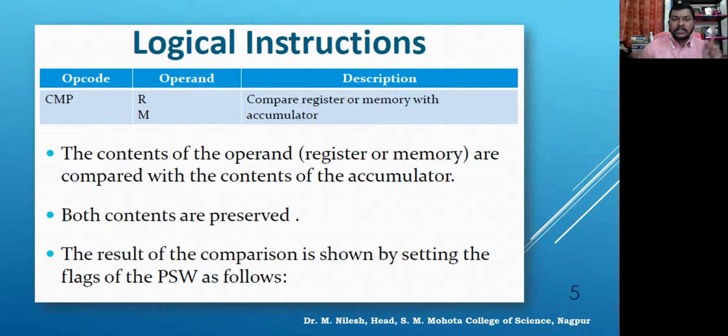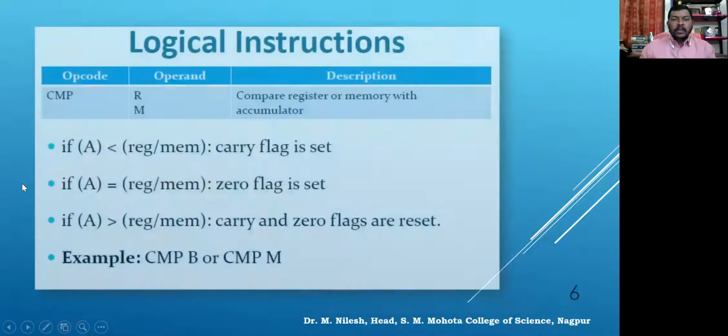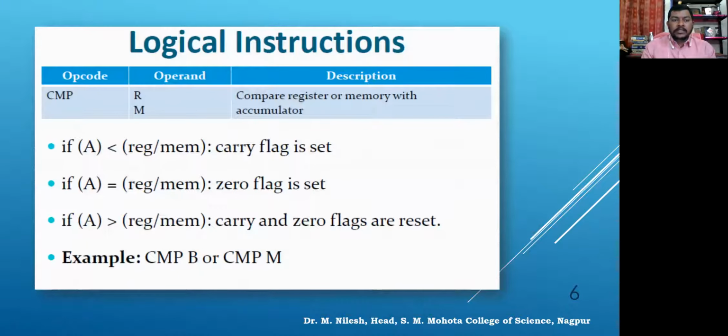Remember this: it is subtracting, and due to subtraction all the flags will get affected, and accordingly we can use those flag conditions to take further actions. Both the contents are preserved, and the result of comparison is shown by setting the flags of PSW as follows. If the contents of the accumulator are less than the contents of the register or memory, then the carry flag is set.